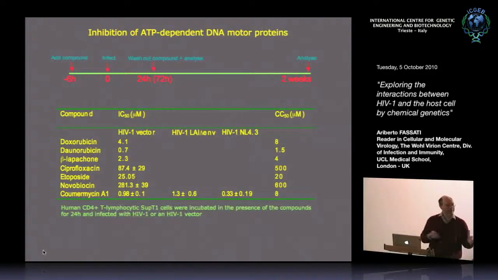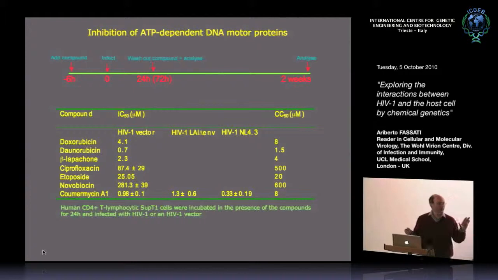And so we decided, well, let's test these compounds with Z in action. So the protocol is fairly simple. You add the compound, then you infect at time zero, and then you wash out the compound so that you reduce toxicity to the minimum. The shorter you keep it, of course, the less toxic it is. So 24 hours. And then we analyze the infected cells 24, 48, 72 hours, or again 2 weeks later to see whether there are long-term effects of these compounds on HIV infection.